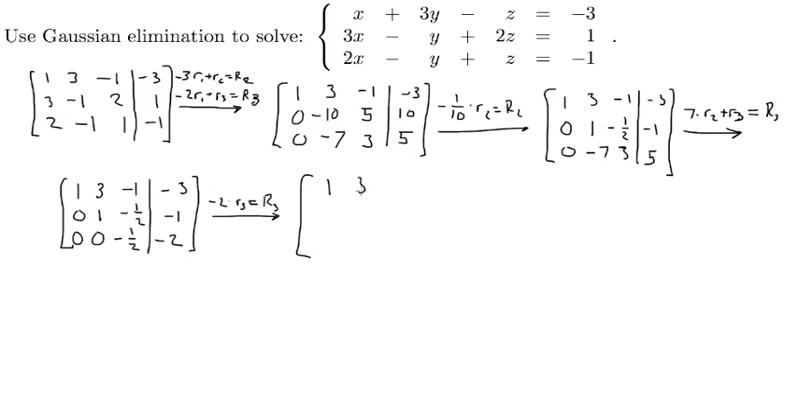So row 1 stays the same. Row 2 stays the same. Row 3, I multiply everything by negative 2, so 0 here, 0 here. This becomes positive 1. This becomes positive 4. So this is in what we call row echelon form now.